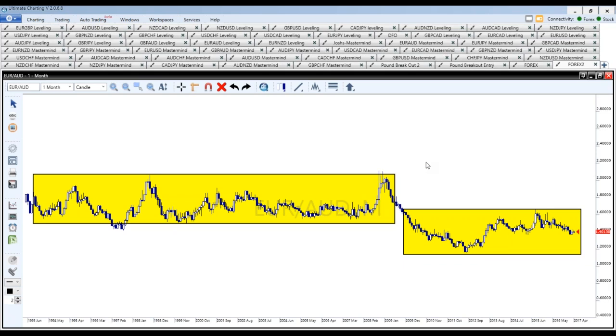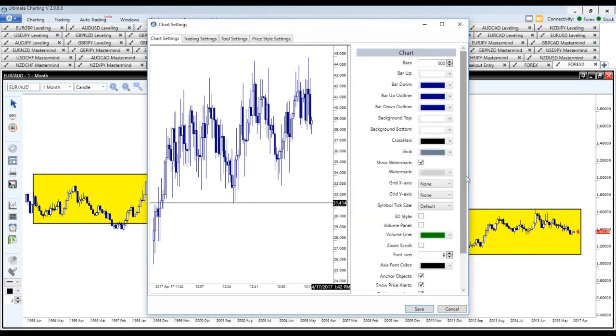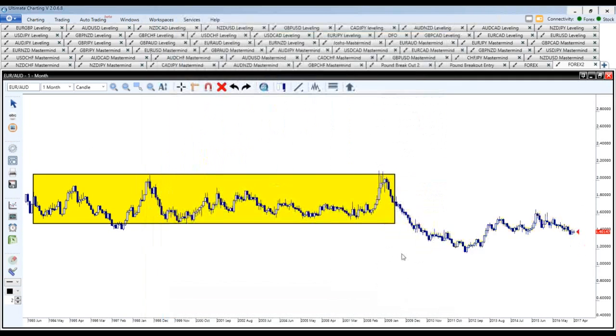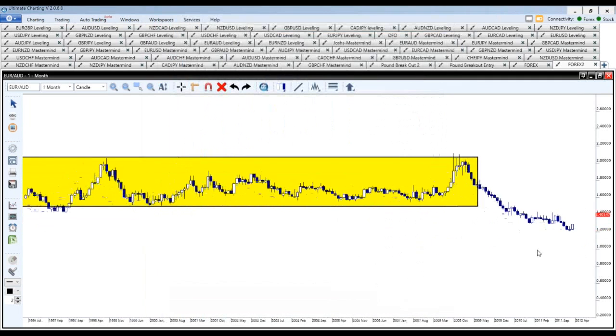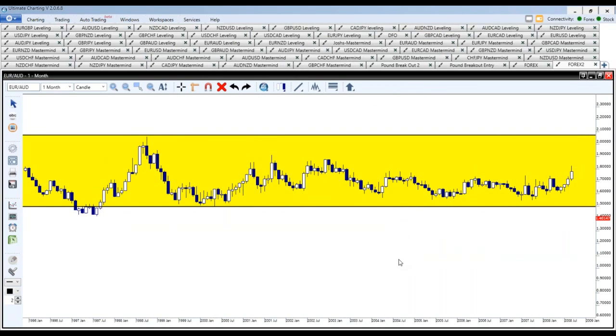Okay, so let me kind of walk you through this. Let me take out the watermark so I have a little bit more of a clear picture of how this works. And let me go ahead and zoom in here. Okay, and let me just ask you a couple questions. Let's just say, for argument's sake, for whatever reason, you made the decision, you said, okay, I'm going to trade this grid.